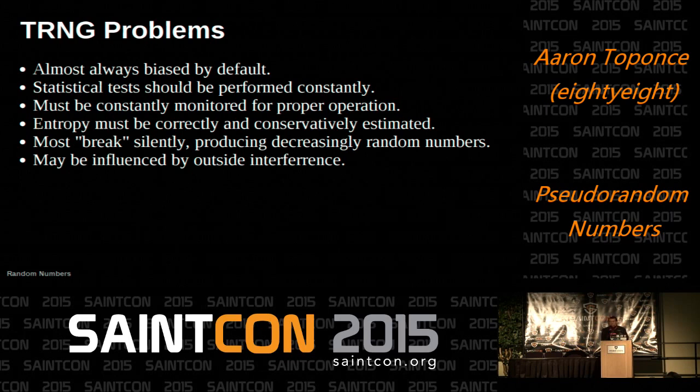We have some debiasing methods. I'm going to talk about a couple here in a second. But statistical tests on the quality of the random numbers should always be run, and it should always be monitored. Because we're using hardware for the random number generator, and hardware degrades over time, right? It just breaks down. As hardware is degrading, the quality of your random number generator is going to degrade. So you should be monitoring the quality of the randomness coming out of the generator. And of course, you should be monitoring that the hardware is operating correctly. What's unfortunate with random number generators is they break silently, meaning that it's not easily detectable that you're not getting good quality random numbers unless you run those statistical tests. Further, they may be influenced by outside interference.